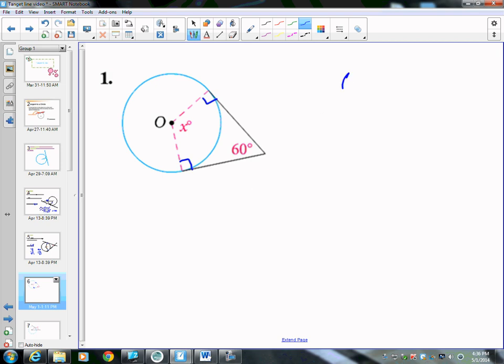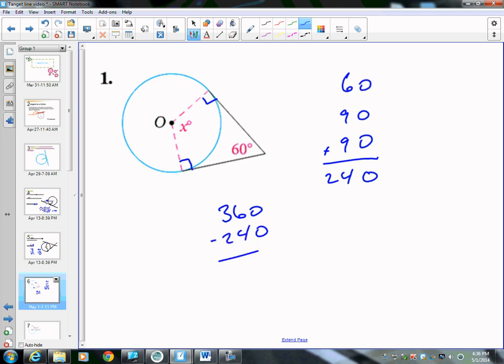We find it by adding up the three angles we already know and subtracting from 360. So we say 60 plus 90 plus 90. 9 plus 9 is 18, 18 plus 6 is 24, so we get 240. Then we take 360 for the entire four-sided figure and subtract 240. We're left with 120 degrees. So x is equal to 120 degrees.